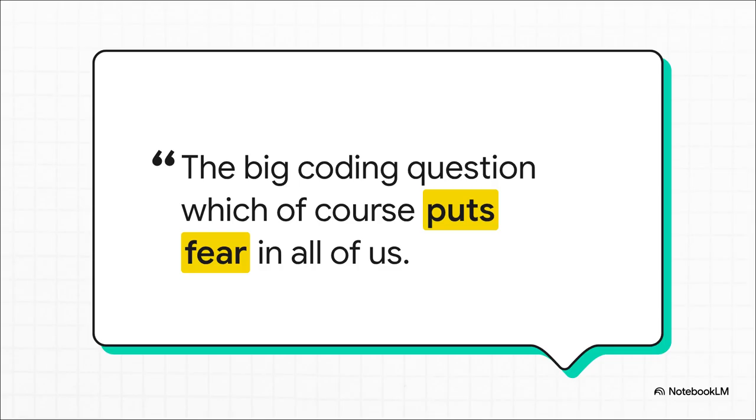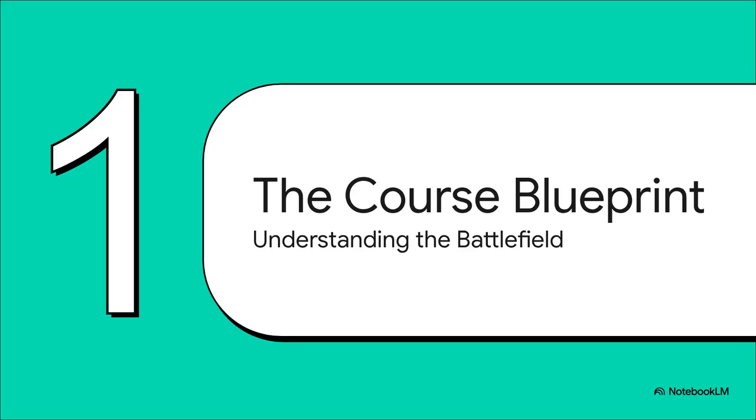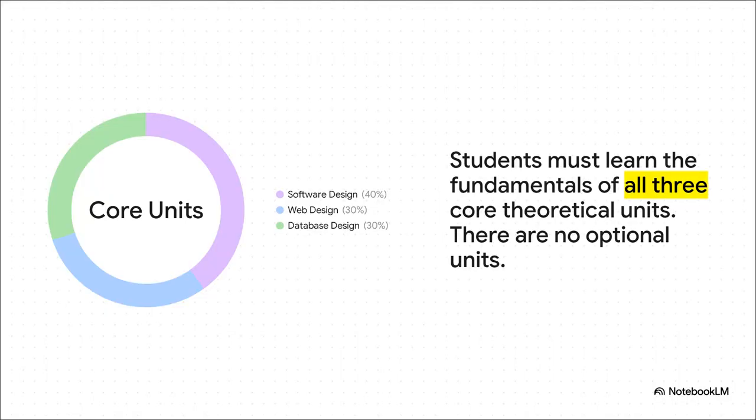So, let's get started. First things first, to crack any code, you have to understand its basic structure. In our video game world, this is the map of the level. You've got to know the layout of the battlefield before you can even think about planning your attack. The entire course is really built on 3 core pillars: software design, web design, and database design. And here's the key thing you need to know. Students have to learn the fundamentals of all 3. You can't just pick and choose your favorites here.